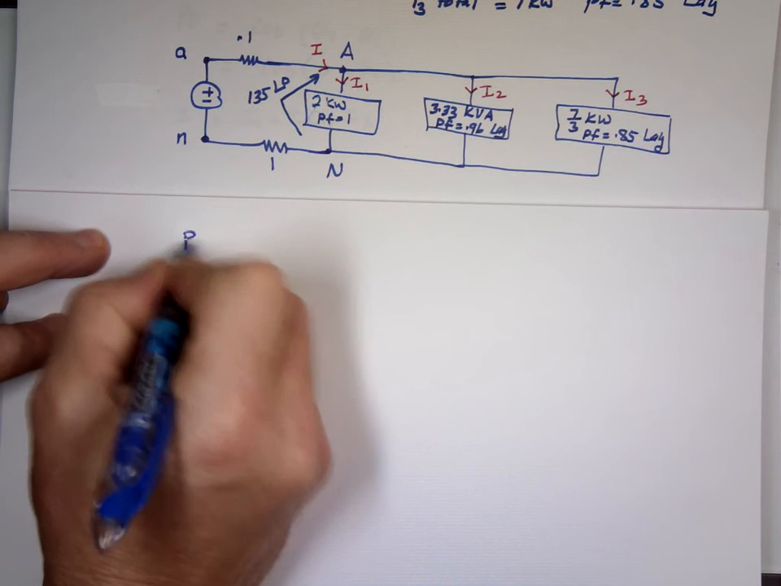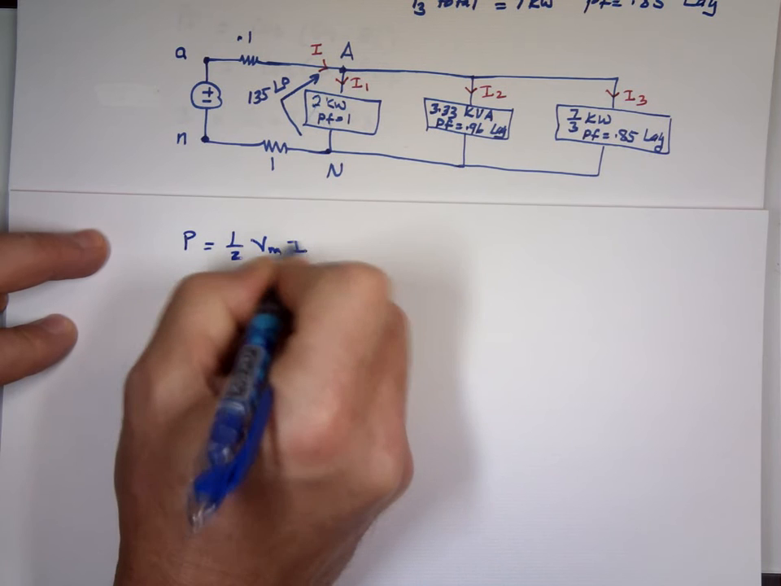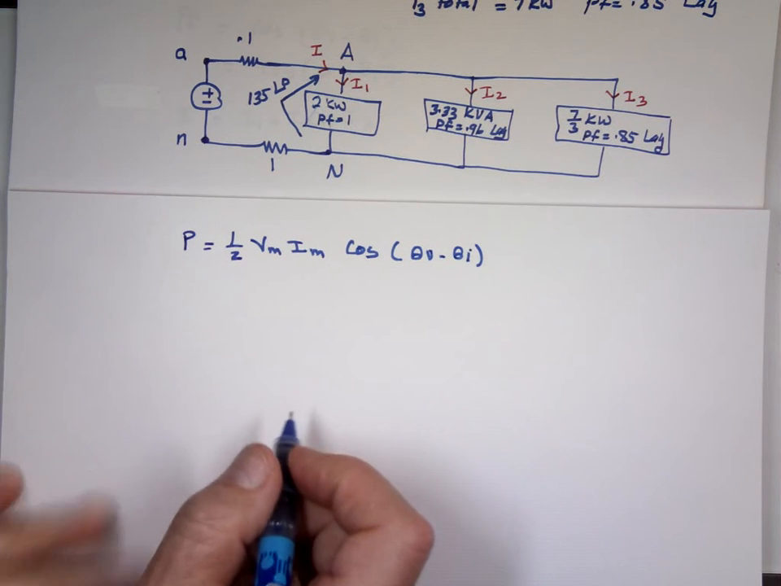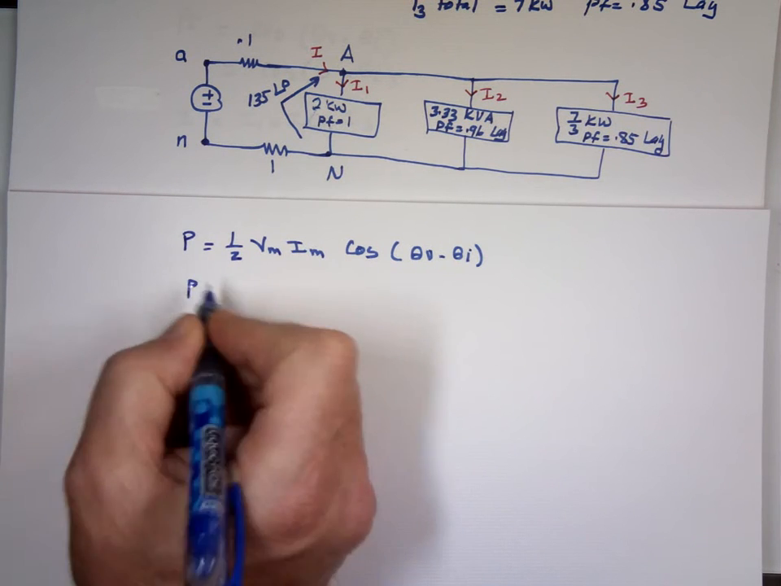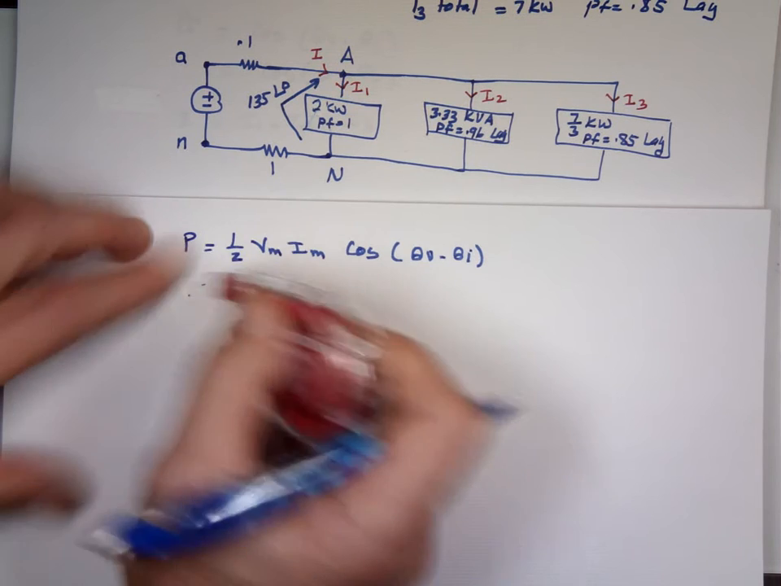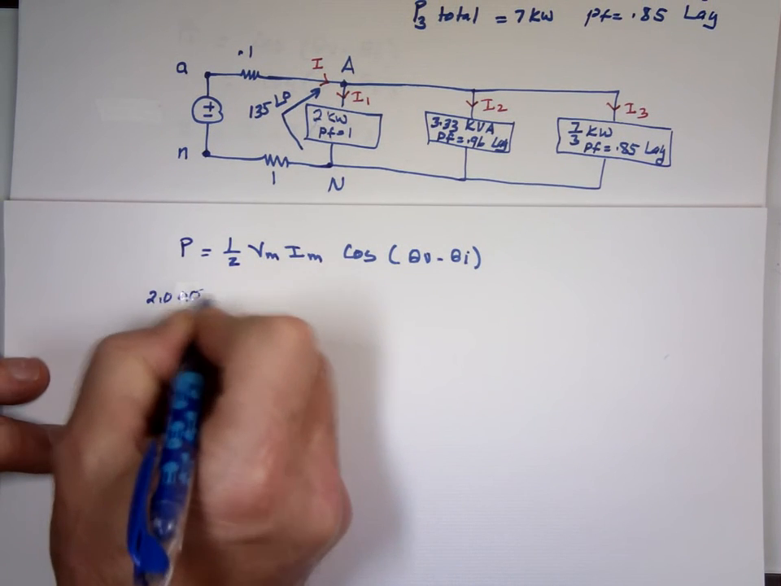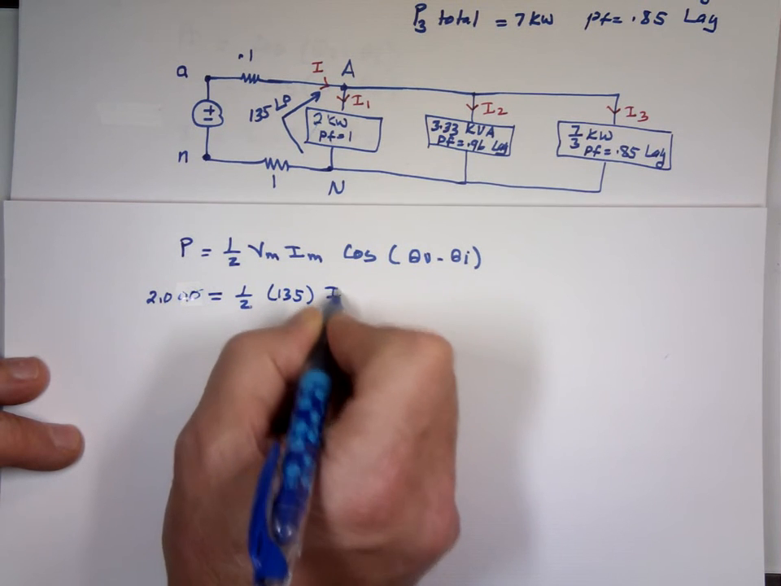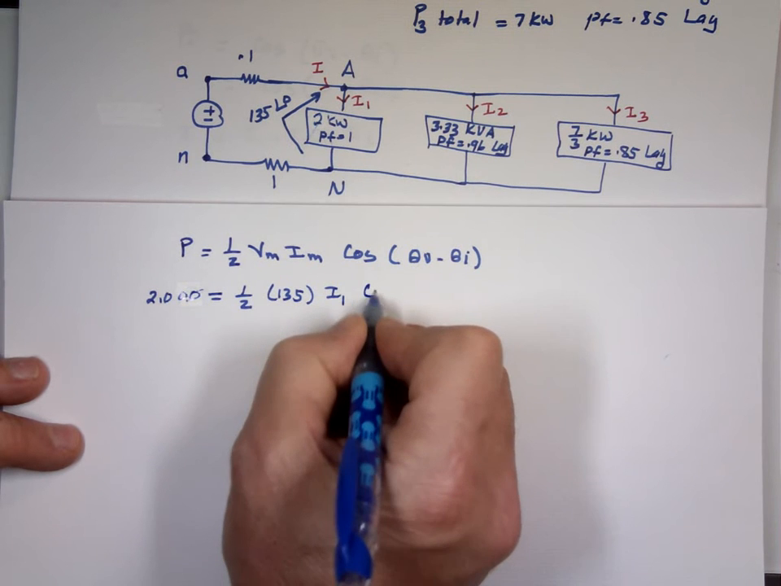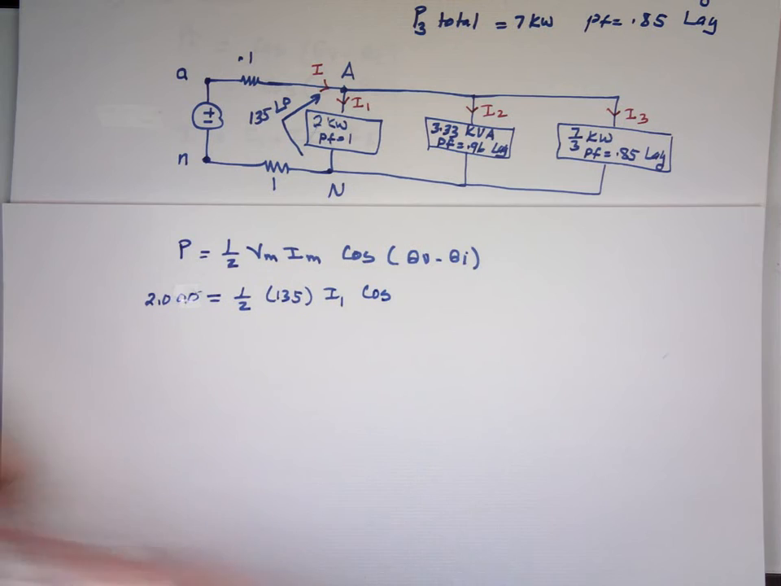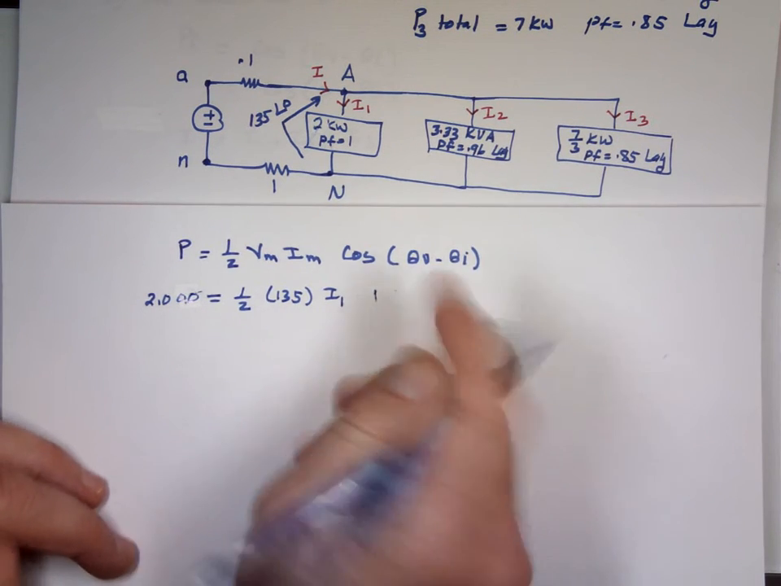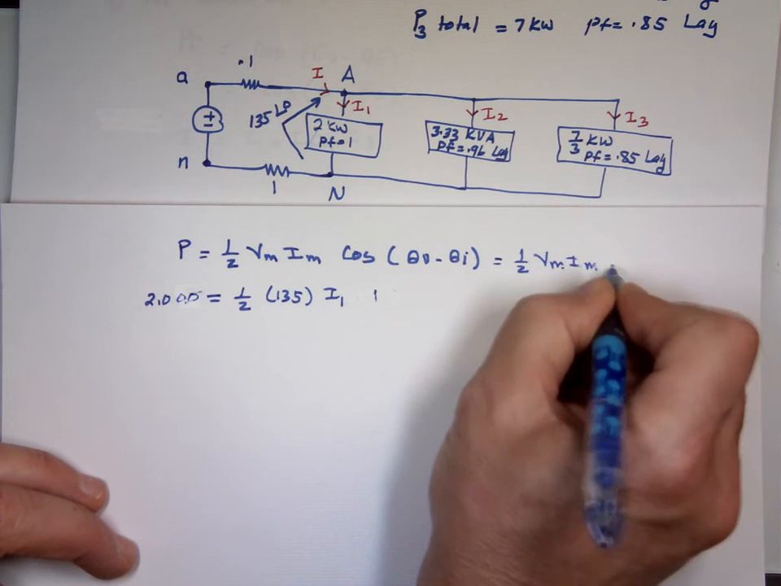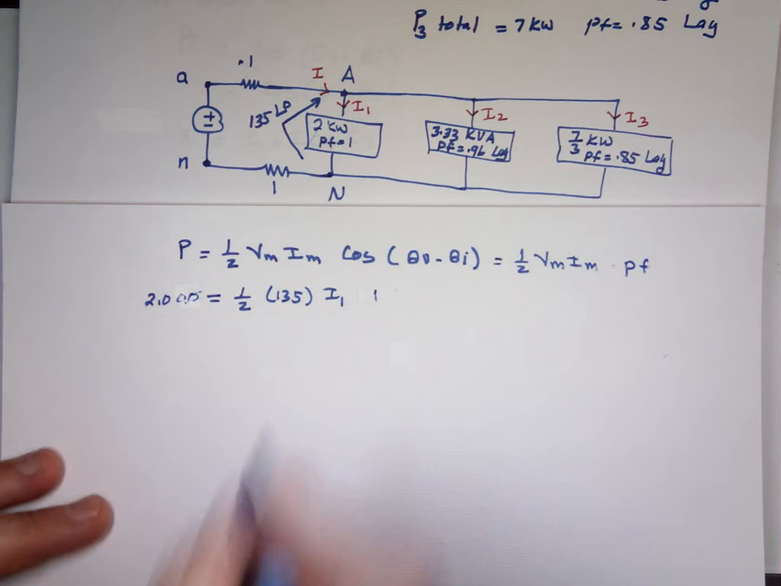Average power equals 1/2 V max I max cosine of theta V minus theta I. Well, we have the power here, 2,002 kilowatts, equals 1/2 V max, 135, I sub max, which is unknown, I'm looking for it, that's I sub 1, times cosine of theta V minus theta I, the power factor, which is what? 1. Remember, that's the power factor for that one. So again, you can write that as 1/2 V max I sub max times the power factor. Power factor for the first one is 1, unity power factor.